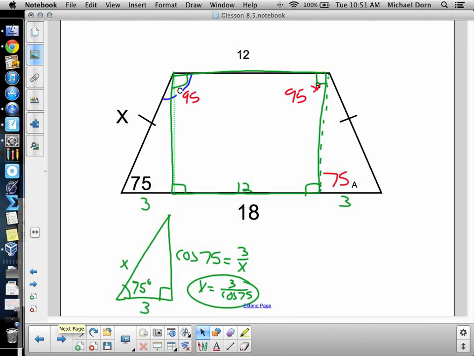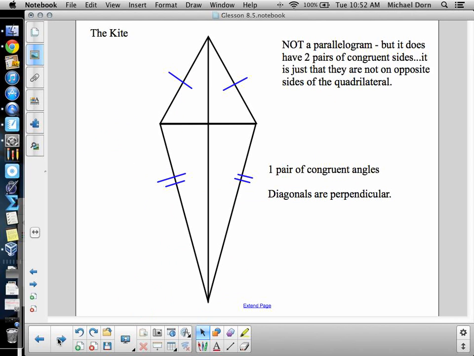By the way, in case you're wondering, 3 divided by cos 75 is about 11.6. So finding A, B, and C, not bad. Finding X, challenging, but not undoable if you remember your trick.